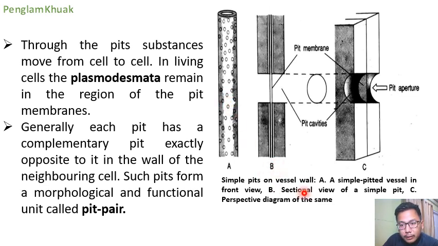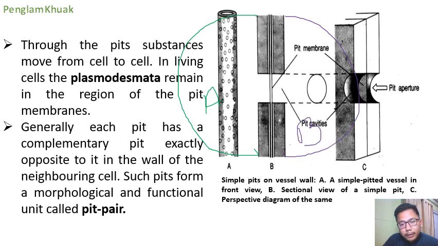B is the sectional view of a simple pit. If you see here, this one will be the secondary wall. Next to the secondary wall, the primary wall will be present, and next to the primary wall, the middle lamella will be present, and next to that, another primary wall and another secondary wall will be present. Let's assume that this portion represents cell A and this portion represents another cell, B.